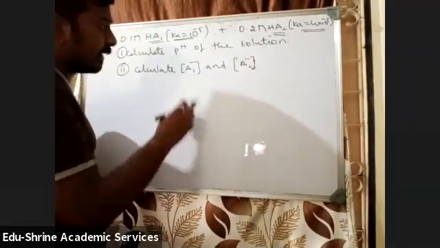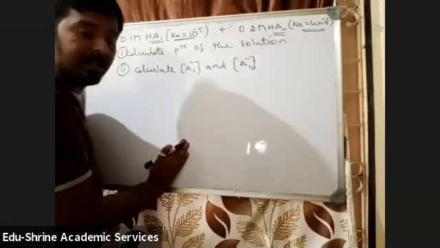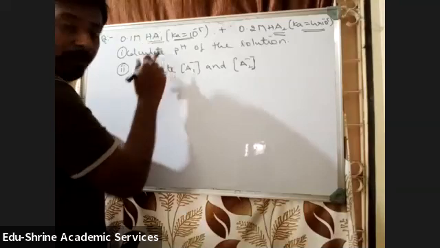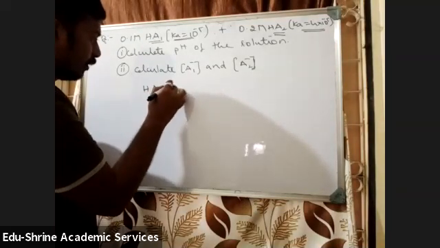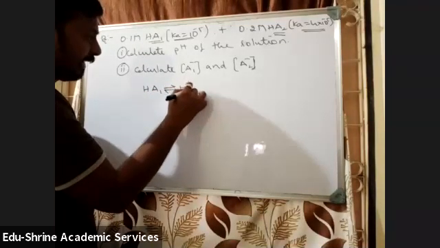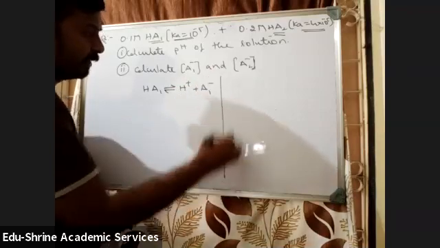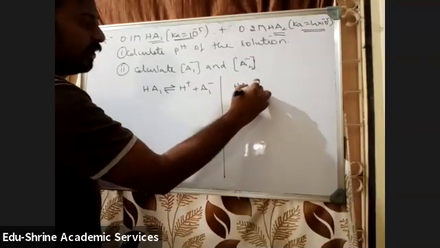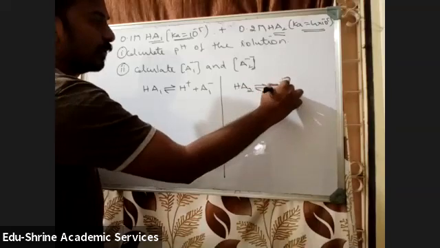So how will you calculate the concentration of A1 minus and A2 minus? A1 minus will be formed from HA1, right? So HA1 on dissociation gives H plus plus A1 minus. In the same way, HA2 on dissociation gives H plus plus A2 minus.